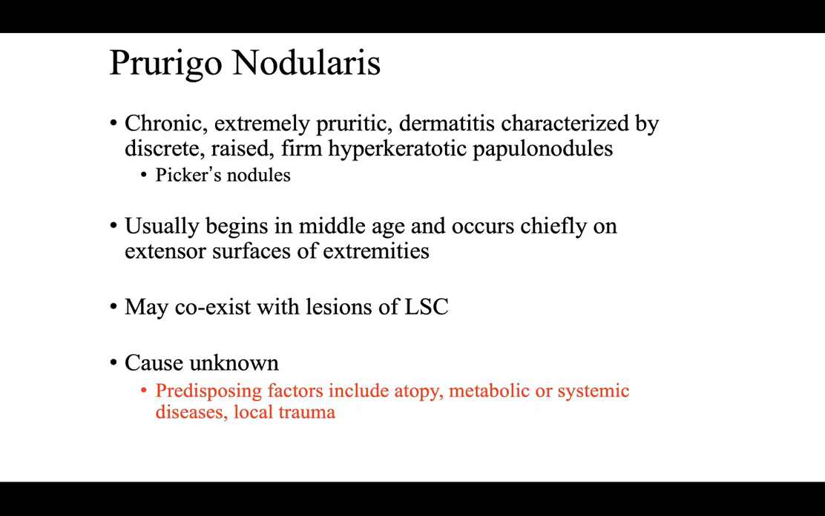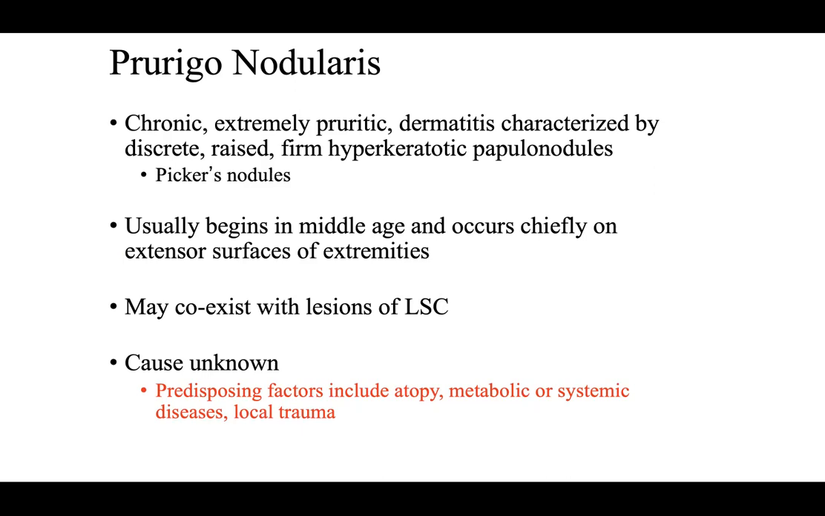So trying to get down to the bottom of what's causing the prurigo nodularis, it's sometimes important just to biopsy something that doesn't look like a prurigo nodule at all to be able to see what the pathology looks like before they evolve to this, because most of this is just due to secondary excoriation. It usually begins in the middle age population, occurs chiefly on the extensor surfaces of the extremities. You can see this in patients with atopic dermatitis. You can see this in patients with chronic contact dermatitis. Again, there's many causes of chronic prurigo nodularis.